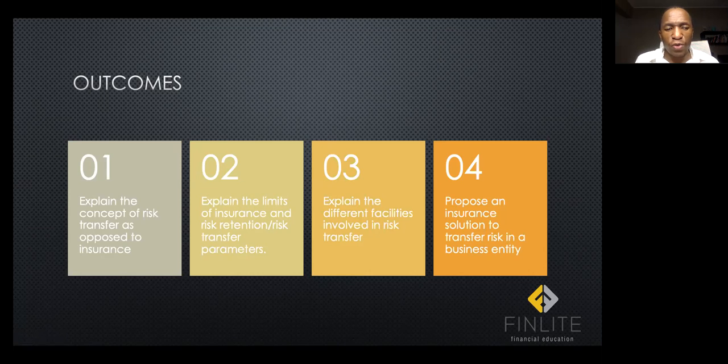Our outcomes are going to be: explain the concept of risk transfer as opposed to insurance, explain the limits of insurance and the risk retention, risk transfer parameters, explain the different facilities involved in risk transfer, and propose an insurance solution to transfer risk in a business entity.